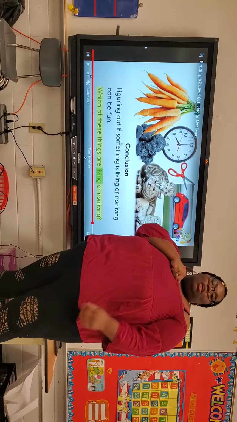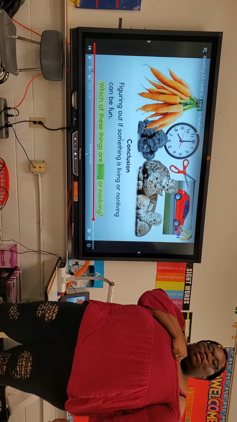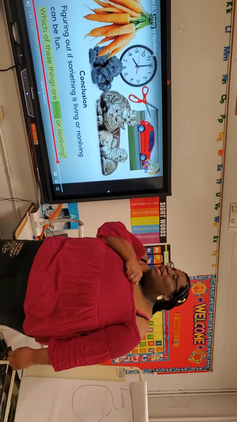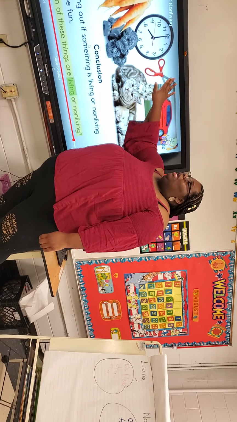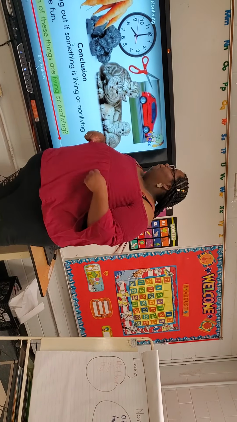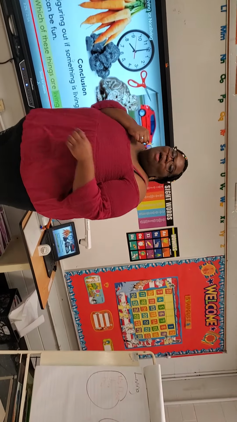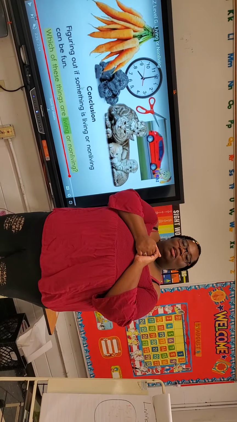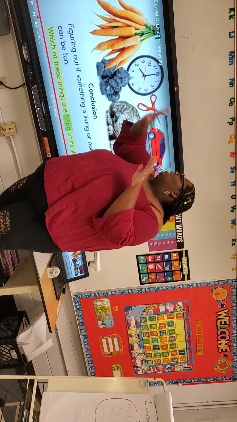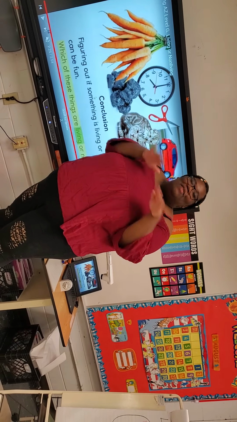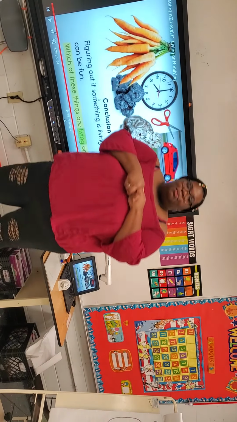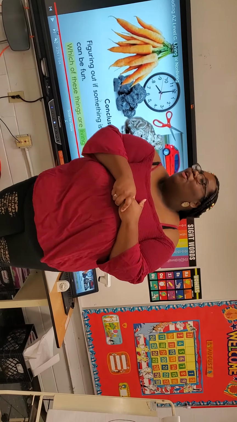Can the scissors be living or non-living? Non-living. Scissors do not need anything to survive. It's just scissors. Okay? Can a clock be living or non-living? Non-living. A clock doesn't need anything to survive, okay? Carrots. Living or non-living?